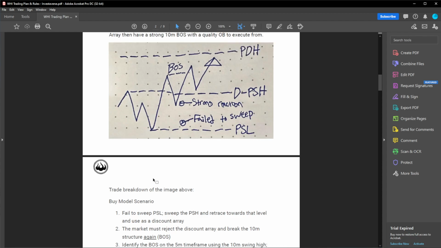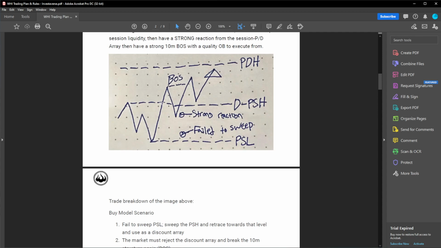First, we can see the market is trending downwards. Market then sweeps this previous session high, which is buy side liquidity. The market then returns to this previous session high, except this old swing high can now be treated as a discount array. And the way that I validate that reaction is, while we're in this range here, we got the swing low and then the swing high.